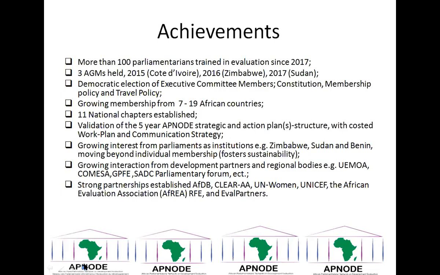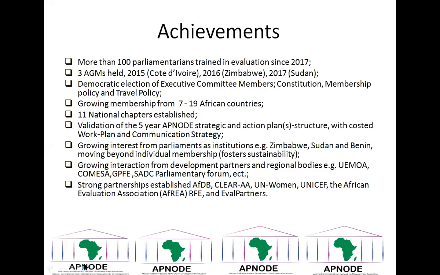And AFNOT has a democratic process. Since its inception in 2014, the membership has increased from parliamentarians from 7 countries to parliamentarians from 19 countries within 11 national chapters established. The network has a strategic plan and action plan, a work plan that has been costed, and a communication strategy.